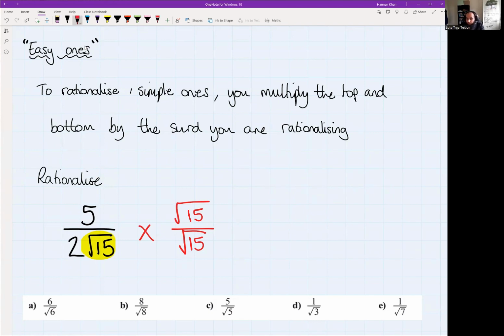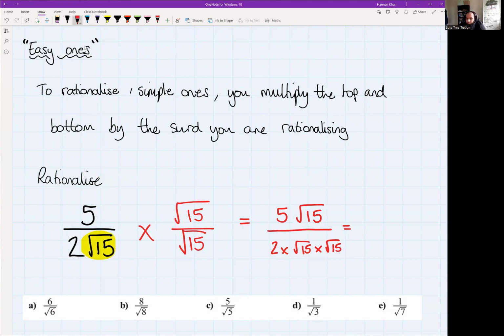Now we're going to multiply this like we would with a fraction. So what's 5 times root 15? Well, that's just 5 root 15. And what is 2 root 15 times root 15? Think of it like this: you're just doing 2 times root 15 times root 15. The reason, as I explained before, that we're doing this is to eliminate the surd at the bottom. So root 15 times root 15 is just 15, okay?